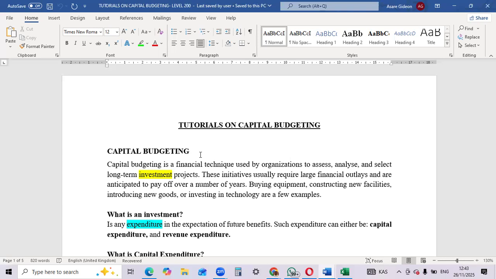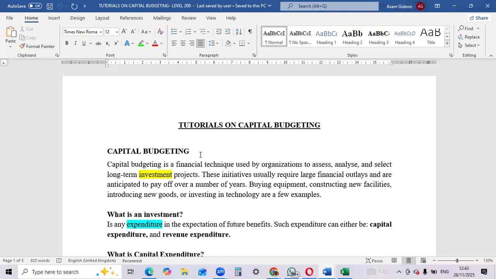So the concept of capital budgeting, what does it mean? It is a financial technique used by organizations to assess, analyze, and select a long-term investment project, right? As I indicated, it is a financial technique. So here we are looking at the financial aspects. Are you getting the point? We are looking at the financial aspect of this particular project or investment that we want to embark on.